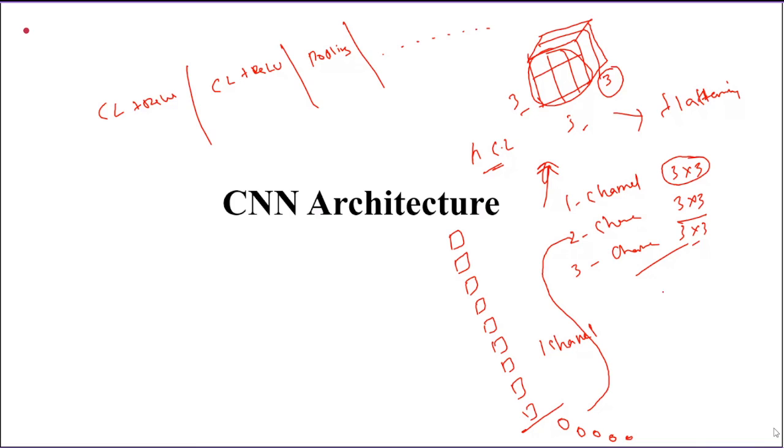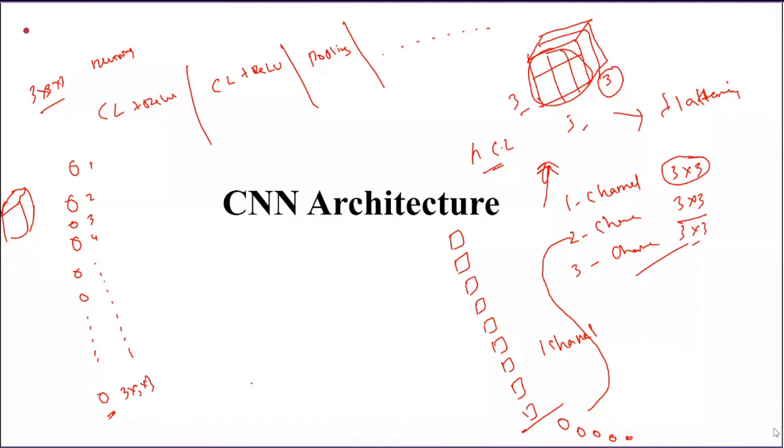So finally, what happens after this flattening, you will have 3 cross 3 cross 3 neurons, which is flattened into a single dimension. So this is the first neuron, this is the second neuron, third neuron, fourth neuron, and so on. This is the last neuron, 3 cross 3 cross 3, if the channel depth is 3. So this process is what we call flattening.